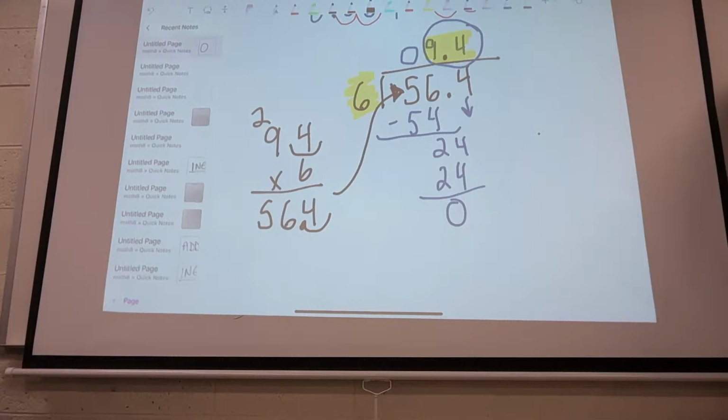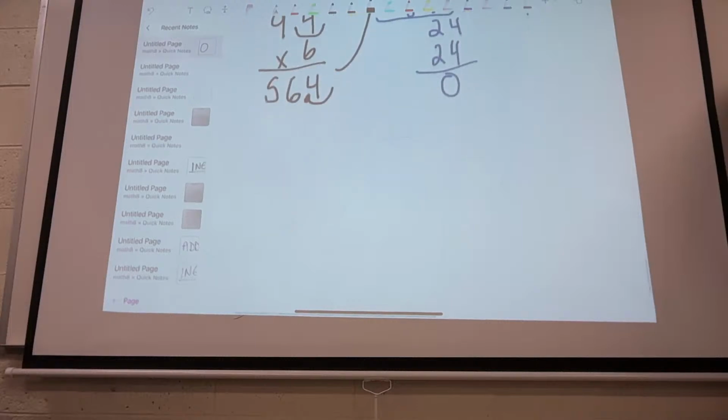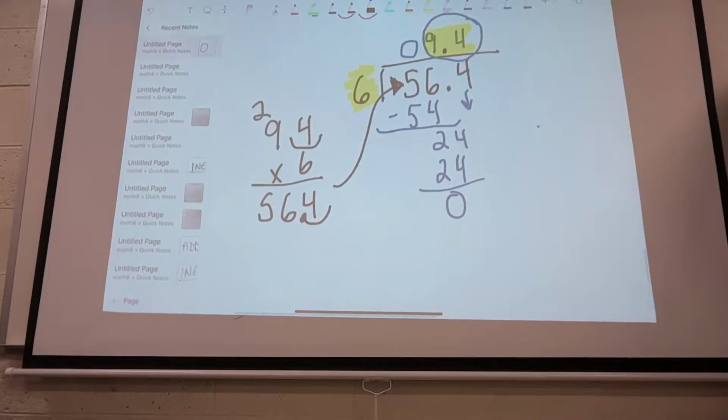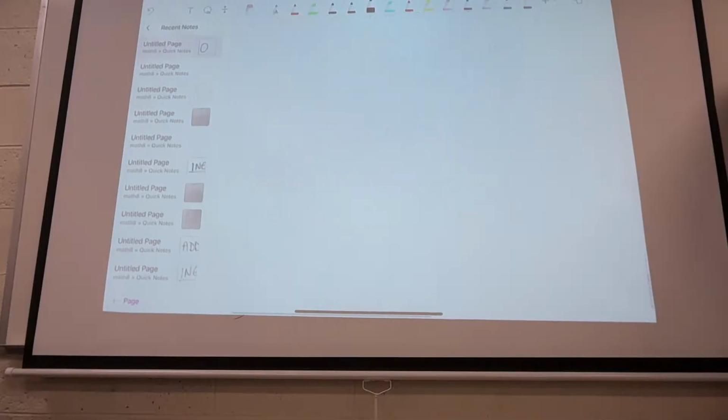Well, let's try number 12 on the bottom there. 0.0624 divided by 0.12. All right, so everybody try that one on their own. I'm going to freeze it. See what you can do.